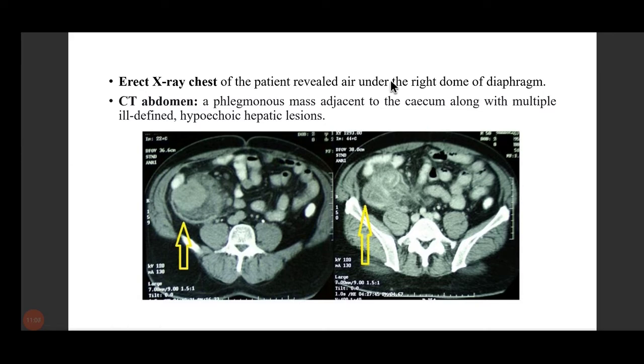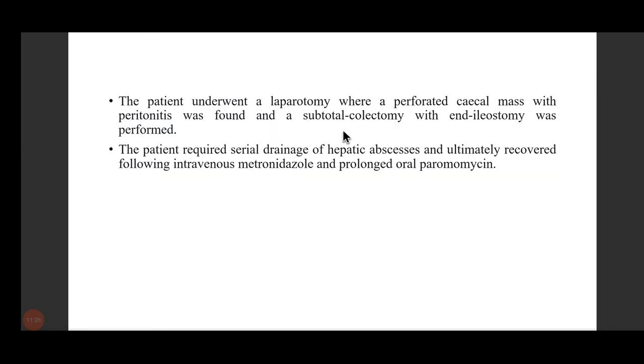Okay. Then on CT abdomen, we did further investigations. On CT abdomen, a phlegmonous mass adjacent to the cecum, along with multiple ill-defined hypoechoic hepatic lesions, was present. Okay. Then we are moving ahead. So there is a mass located in the cecum. There are multiple ulcerative lesions present in the whole of the colon, and along with that on CT we could see some hepatic lesions. Okay, keep that in mind.